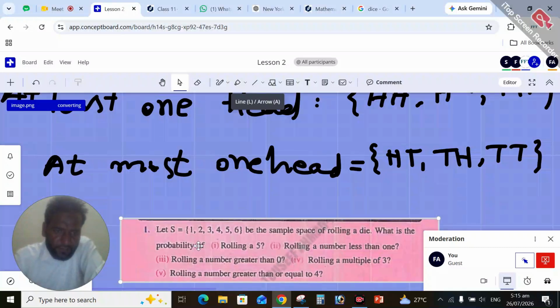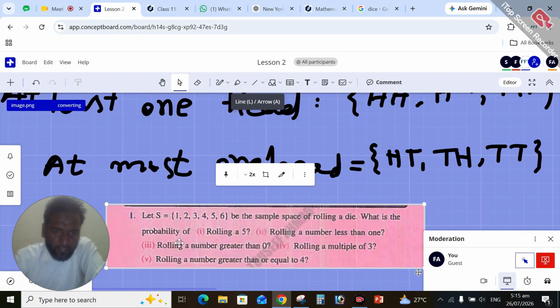Please read this question and find out the probability of the given statement. So just read it.